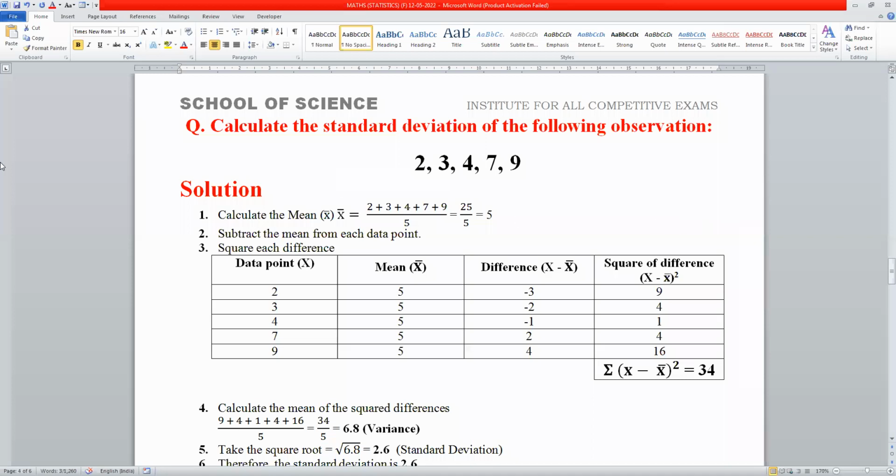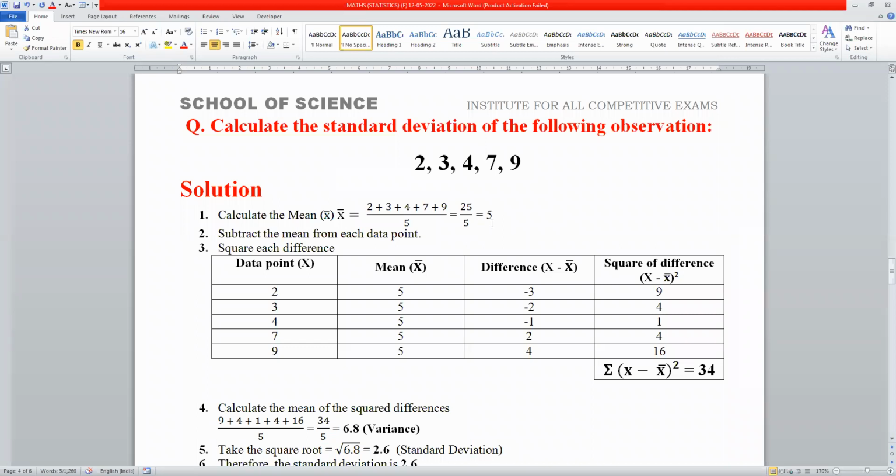So what you need to do here is calculate the mean. It is represented by x bar. Some of the books write x bar, some of the books write mu. Whatever the situation, you have to first of all find the mean. How to calculate the mean? I have taken 2 plus 3 plus 4 plus 7 plus 9, divided by the number of observations. We got 25. 25 by 5 is 5. So 5 is the mean.